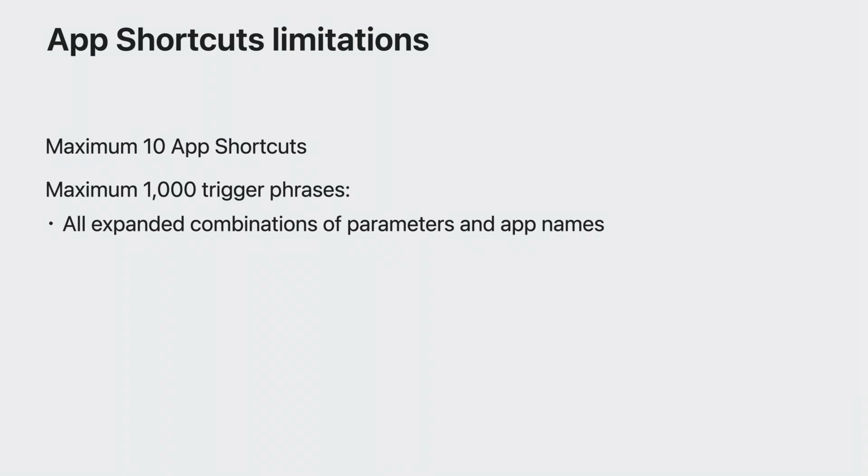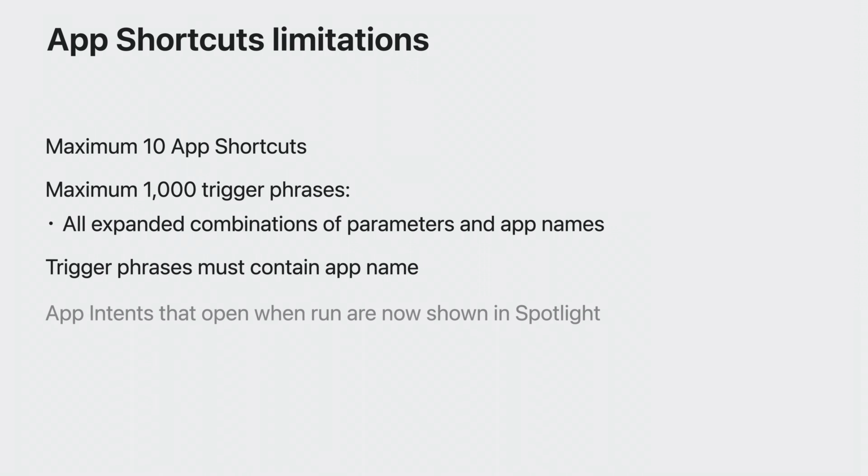So for example, a parameter with 10 possible values would expand the number of effective phrases by a factor of 10. You can avoid hitting this limit by making sure any parameters and phrases don't have too many possible values. Testing with App Shortcuts Preview will also help ensure you don't define redundant phrases that might be covered by flexible matching already. All trigger phrases must contain your app name or an app name synonym. For a guide on how to define additional app name synonyms, refer to the link associated with this video.